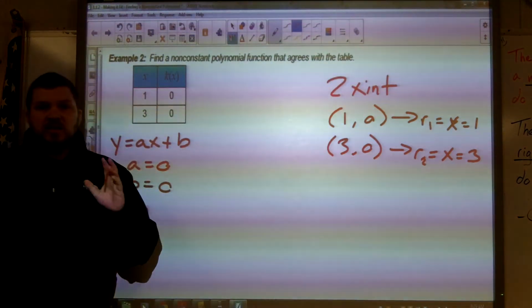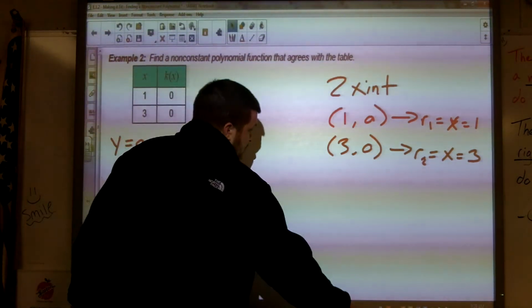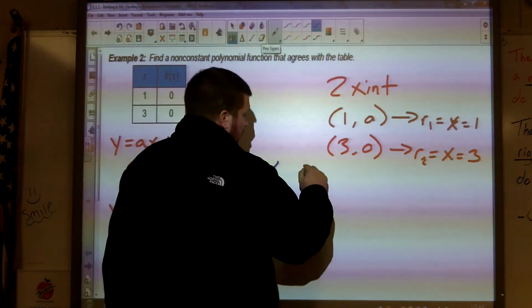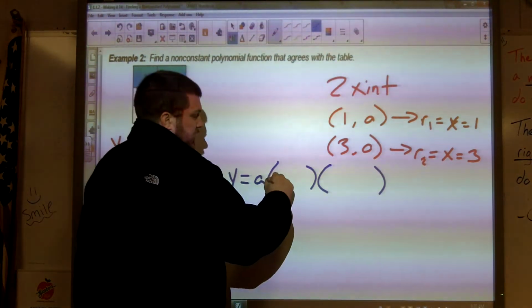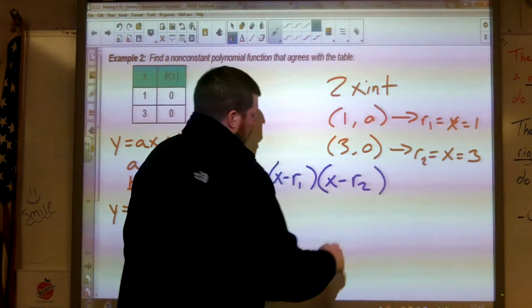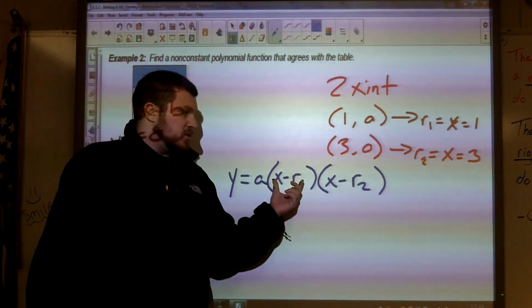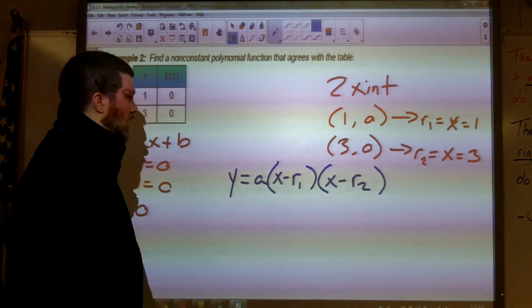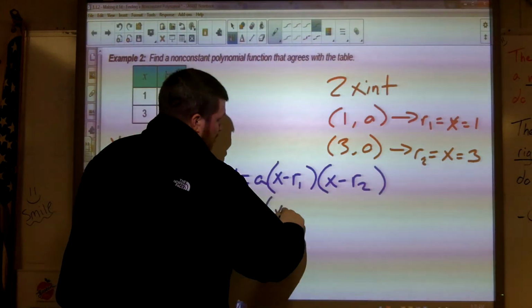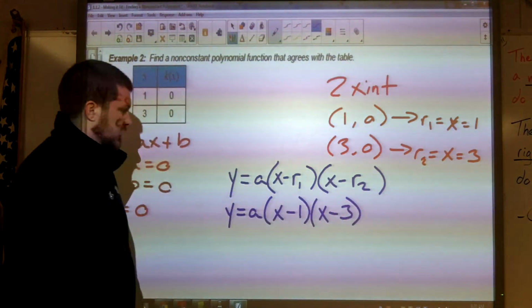Now, as we'll discuss in a later video in this series, any polynomial can be rewritten as y equals a times the product of its factors. And its factors are just simply its inputs minus the roots. This particular polynomial has 2 roots. So it can be a, which is just a scaling factor, times its factors: x minus root 1, x minus root 2. So what I'm going to do is just plug in now. So y equals a, x minus 1, and x minus 3. Okay?